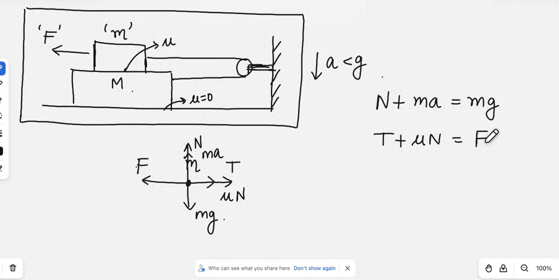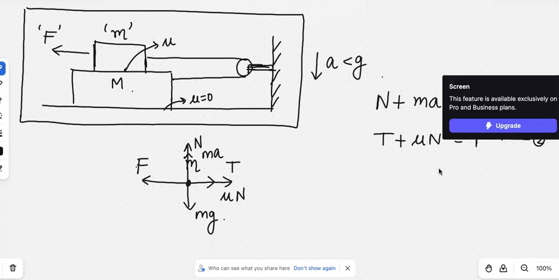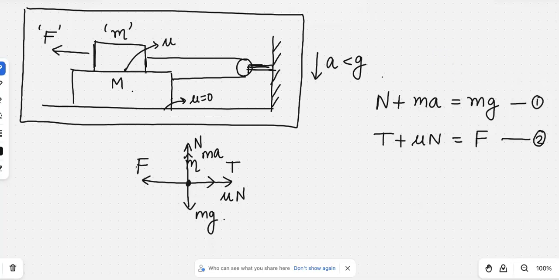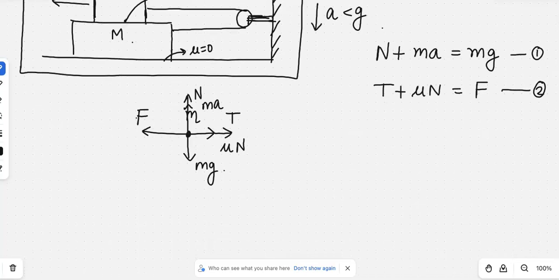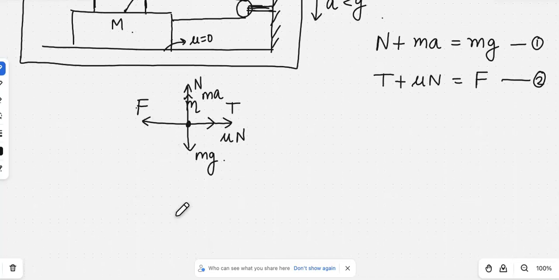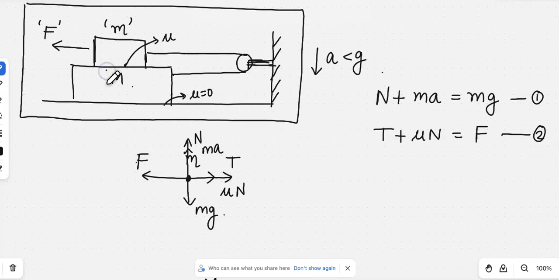Now you have to find out capital F, right? So these are the two equations that you have got. Now let's do the same exercise with the capital M mass. So what are the forces on capital M mass? You can see from this diagram, since the mass small m is experiencing upward force of capital N, on capital M mass.